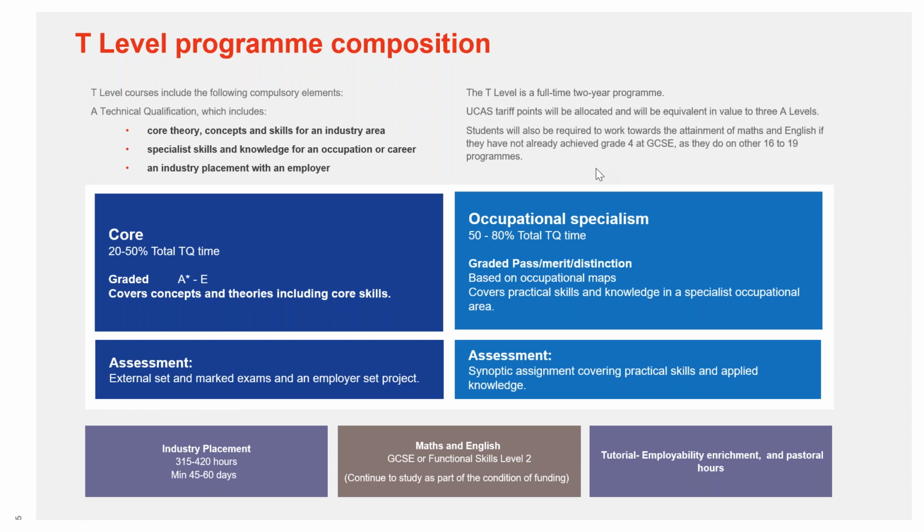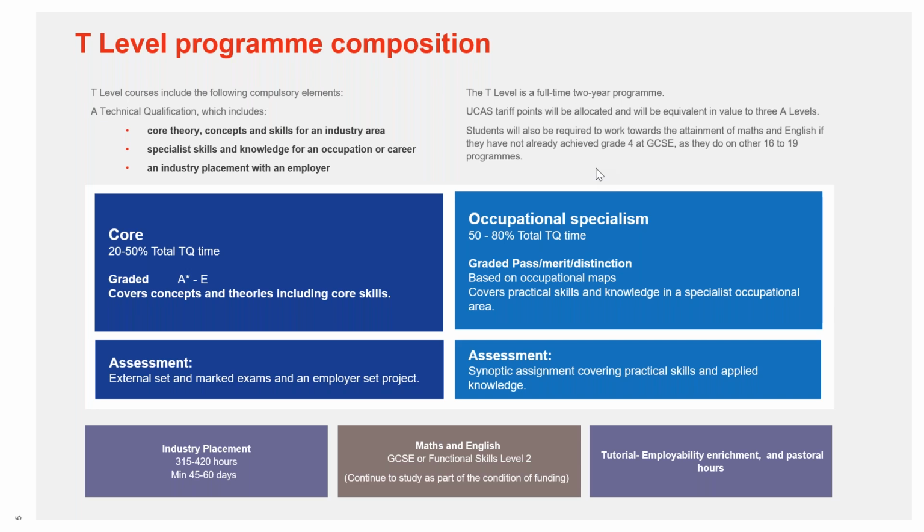So the core is going to take up between 20 and 50% of the total technical qualification time. Again, that's going to vary subject to subject, sector to sector. It will be graded A star to E, and it will cover all concepts and theories and core skills. So for land, that will be common across both pathways, which we'll look at in a second. It will be assessed with an externally set and externally marked exam, and it will also have an accompanying employer set project. That will be set annually.